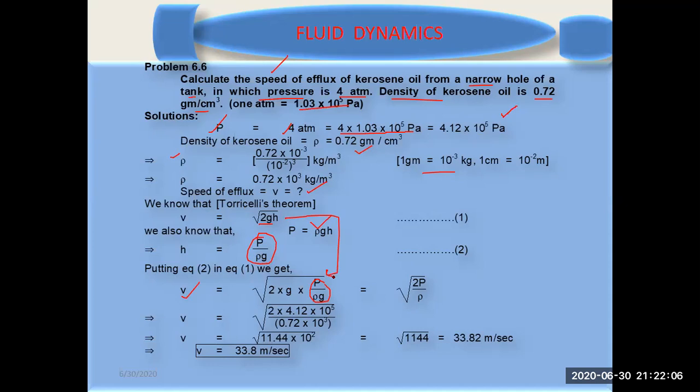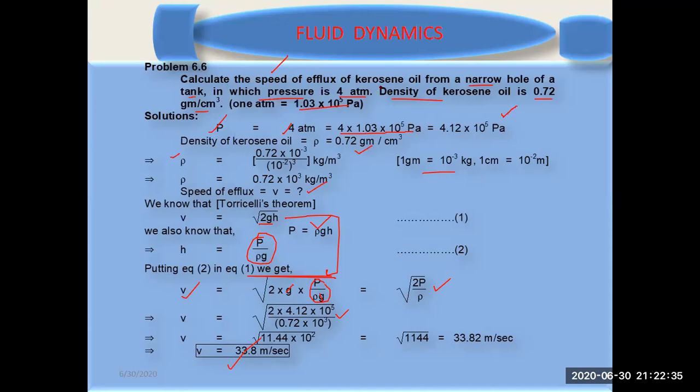After putting in the value of h and simplifying, this g is cancelled with this g, and then it is root of 2p over rho. Here is the formula, and after putting in the given values, you get the speed. The speed of efflux is 33.8 meters per second. And what was required? You were asked to calculate the speed of efflux.